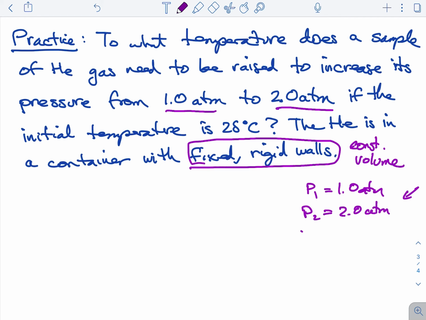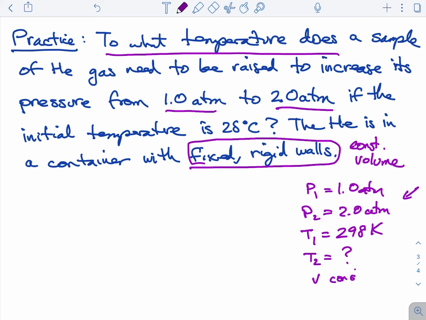We're told the initial temperature, T1, is 25. I'm just going to add 273 to that and get 298 Kelvin. And we're asked to what temperature do we have to go? So T2 is our unknown. And volume is constant, so volume is going to cancel out. So now let's take out our combined gas law. And volume is constant. So we get P1 over T1 equals P2 over T2.